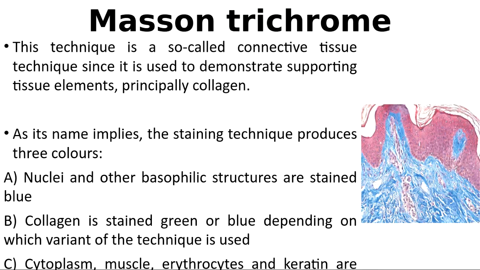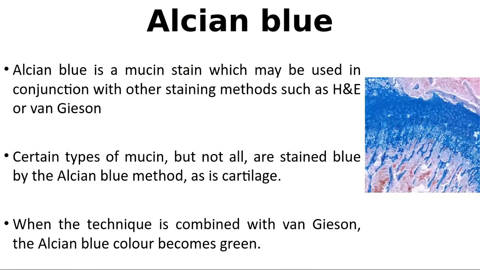Next is Masson's trichrome stain. It is called a connective tissue technique. Why? It principally stains collagen. So what does it stain? Collagen. Nuclei are stained too, and collagen is stained green. You see the slide on the right side below. It is usually stained green or blue, depending on the technique used. That much, if you know which color it produces, is more than enough. We don't want you to do a PhD here.